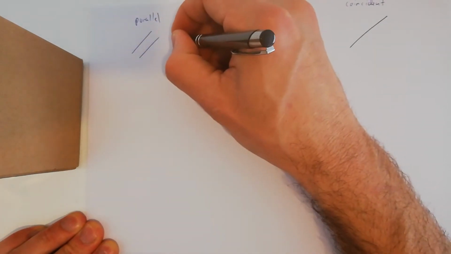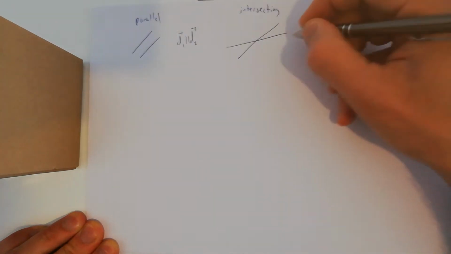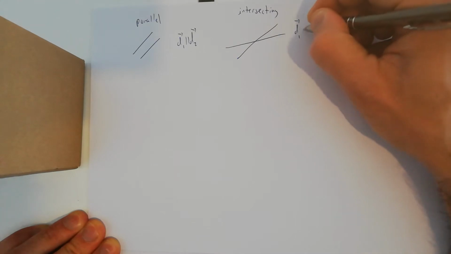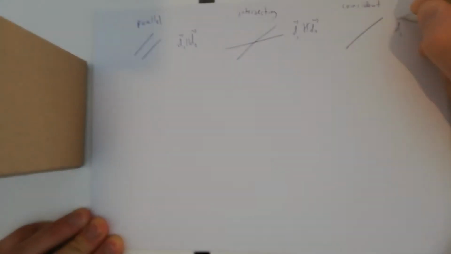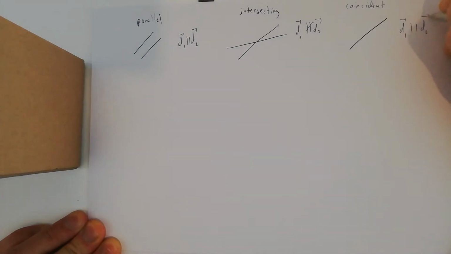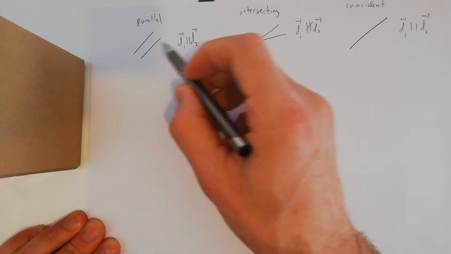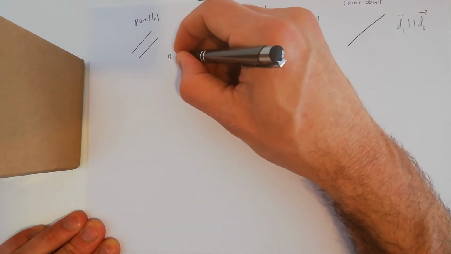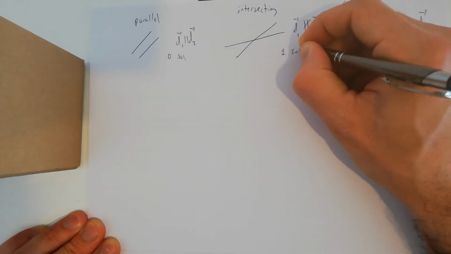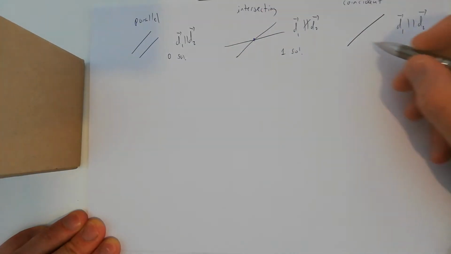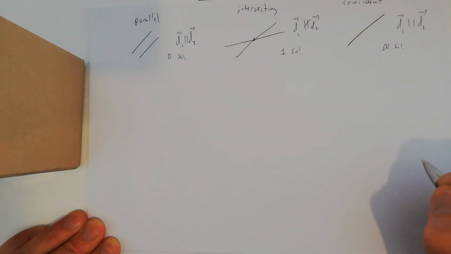In the case the lines are parallel, the direction vectors, of course, are parallel. If the lines are intersecting, the direction vectors are not parallel. And of course, if the lines are coincident, the direction vectors are parallel. Since parallel lines have no points in common, the system will have zero solutions. Intersecting lines give one solution, which is the point of intersection. And coincident lines give infinite solutions since all the points are in common.